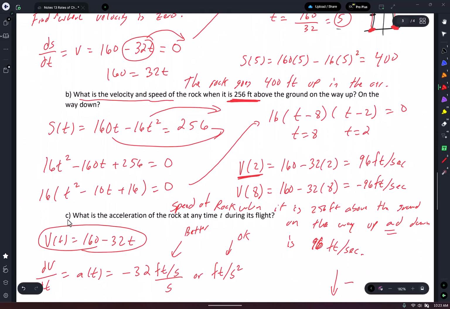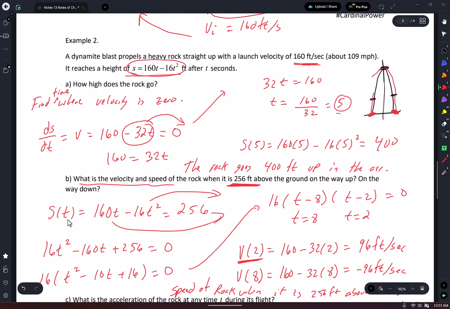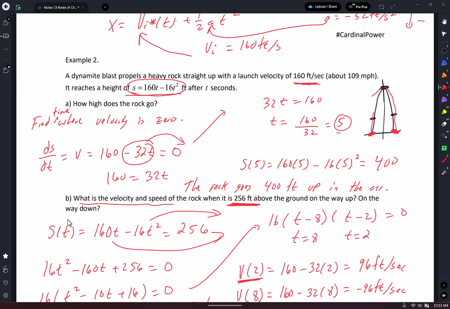Okay, it's always going to be that. Metric 9.8, English 32. Yes. Oh yeah, when you're deriving your formulas from scratch, which you won't, but if I tell you the initial velocity and the acceleration, that's how you do it.